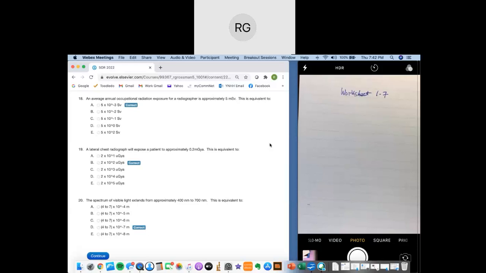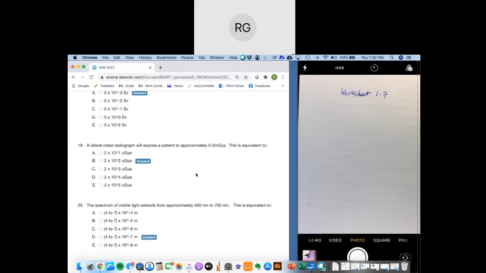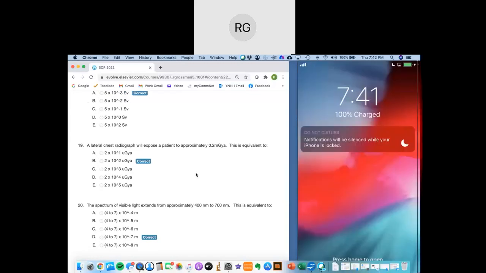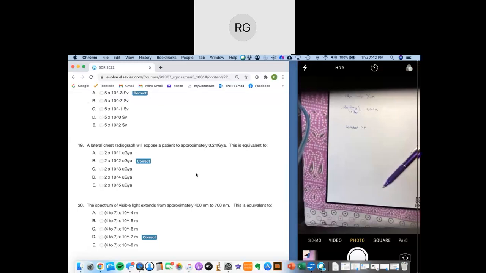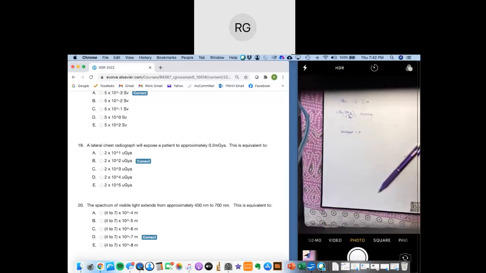Okay, so we're looking at worksheet 1-7, and the question is number 19. The lateral chest radiograph will expose a patient to approximately 0.2 milligrays. This is equivalent to... All right, so our first thing before even taking paper to pen is to see that all our answers are expressed in micrograys.